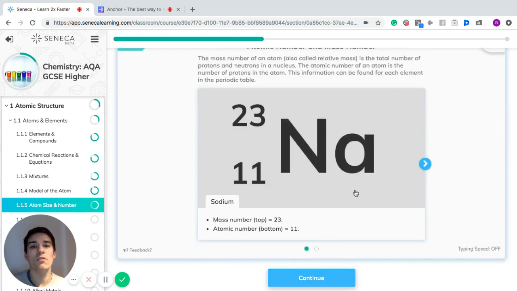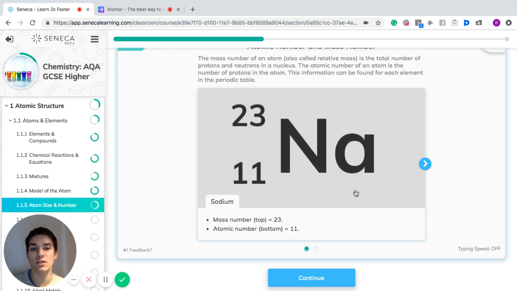The mass number of an atom, which we also call the relative mass, is the total number of protons and neutrons in a nucleus. So the atomic number of an atom is the number of protons in the atom. So atomic number is the number of protons, mass number, the number of protons and neutrons. This information can be found on each element in the periodic table.